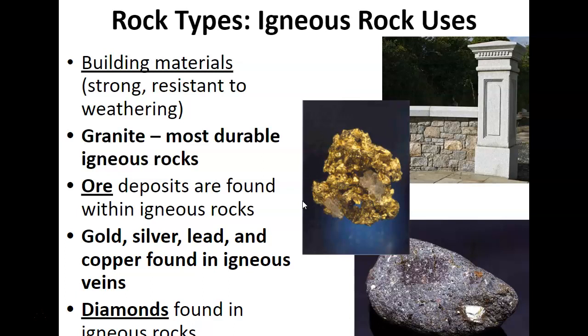So how do we use igneous rock? We use it as building materials because it's very strong and resistant to weather. Some examples are granite, and we already talked about how granite is very durable, and you see it a lot in people's kitchens. You have ore deposits that are found within igneous rocks: gold, silver, lead, copper. They're all found in igneous rock, and you also have diamonds that are found in igneous rock. So all of these are very strong and durable. Gold, silver, lead, copper, and diamonds, all very strong and durable, and you find those in this igneous rock.